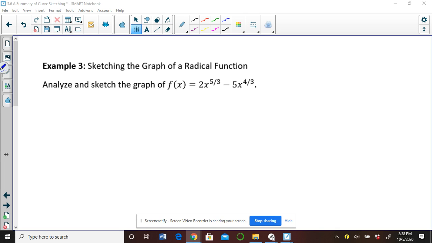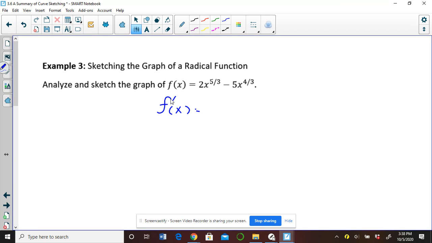We're on the final video series of sketching a curve without a calculator using all of our key features of derivatives. So we have a new function. It is a rational function. And to begin, we need to find f prime and f double prime of x per the usual.